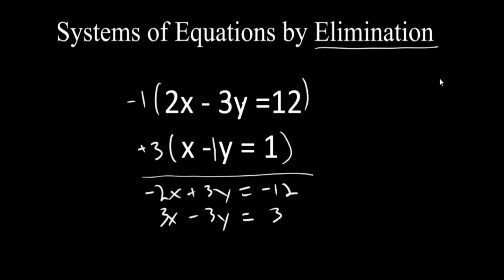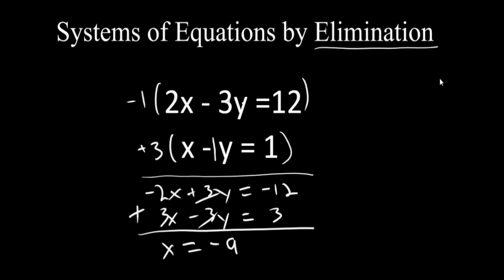So as you can see, these two y's are going to cancel out, and that's the whole point of this first step. The first step is just to cancel out one of the variables so you can isolate the x or the y, depending on which variable you cancel out. So you're going to add these two equations together, these will cancel out, and then you're going to get -2x plus 3x, which is going to be x. And then you're going to add the -12 plus the 3, which is going to be -9.